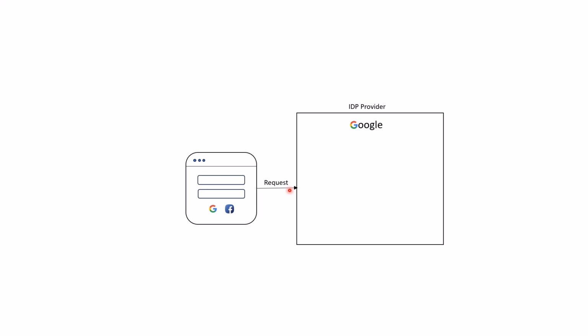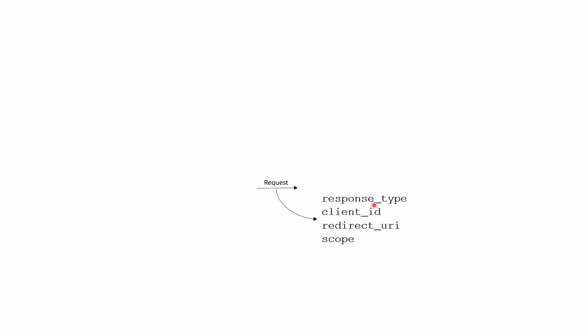If it is the authorization endpoint, then the following parameters need to be part of this request. First is the response type, which specifies the type of response. Second, the client ID identifies the website making the request. Third is the redirect URL, where the IDP should redirect. And finally, the scope specifies the permissions being requested.